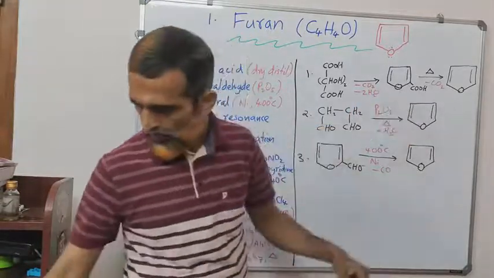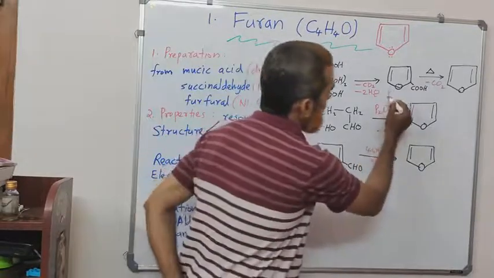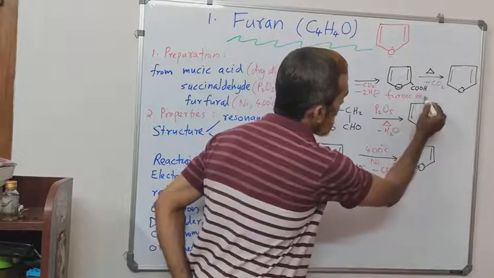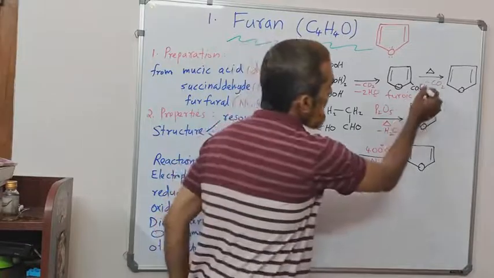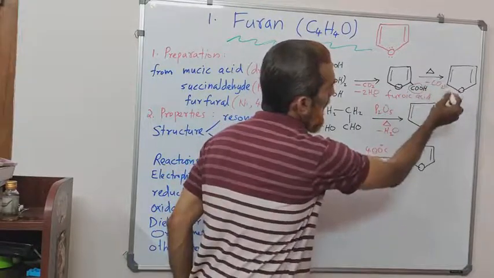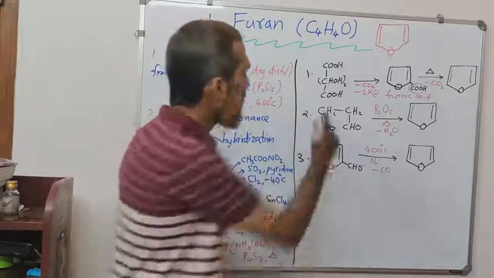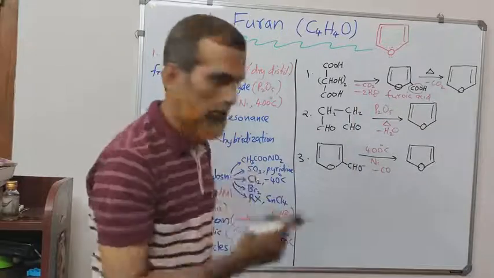this compound which is called furoic acid. This is furoic acid, which on further heating loses this carbon dioxide and forms furan. We can understand how this reaction or cyclization has taken place. Look at this.